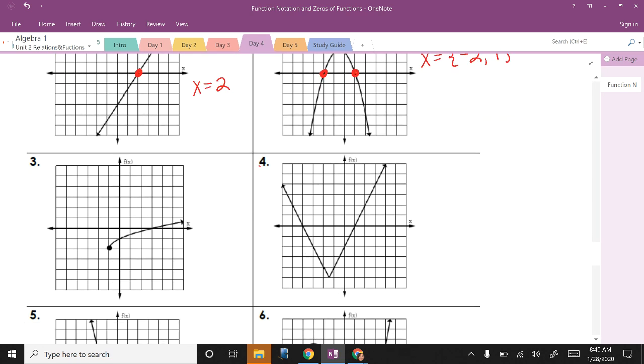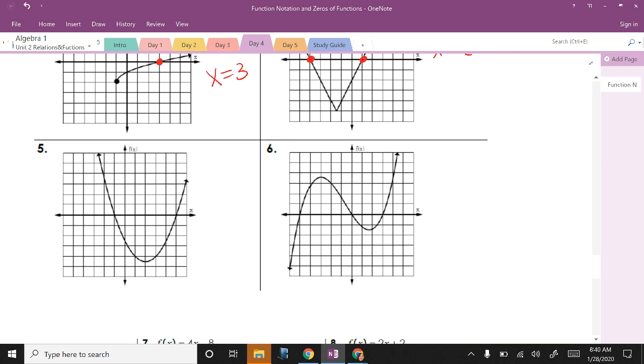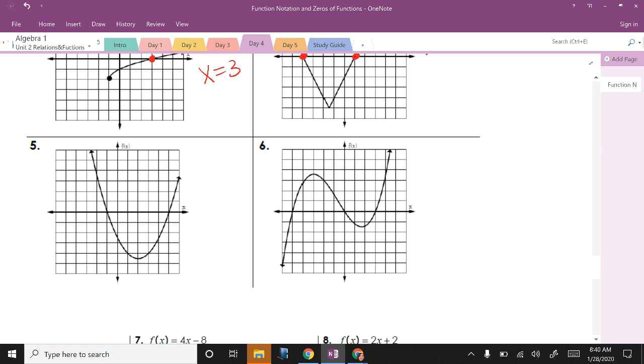Number 3, where's the x-intercept at? I believe it's at 3. So you just say x equals 3. Number 4, how many x-intercepts does it have? 2 of them. So we're going to do the little bracey things, curly brackets, whatever you want to call it. What are they? -4, +1. Y'all agree? Easiest thing we've done all day, right?